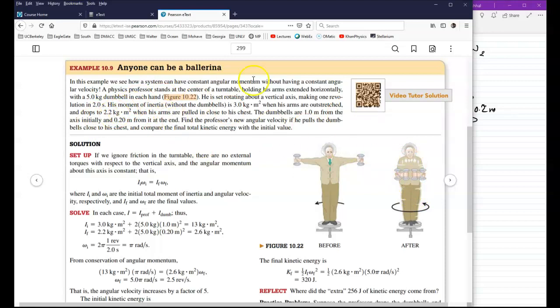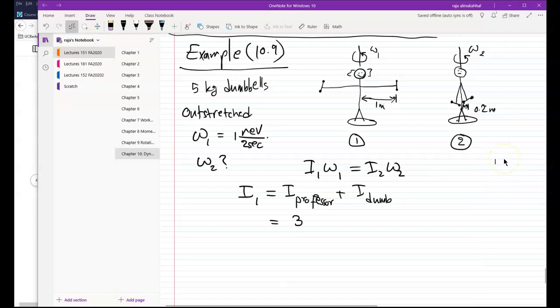Got it? Okay. What about the dumbbells? Well, the dumbbells is mr squared, if you remember. For any object, if it's a point object, it's mr squared. The mass of the dumbbell times how far it is from the axis of rotation, which is r. So in this case, we have 2 of them, so it's going to be 2 times the mass of each dumbbell, which is 5, times how far it is when it's outstretched, which is 1 squared, right? Here's 1 right here.